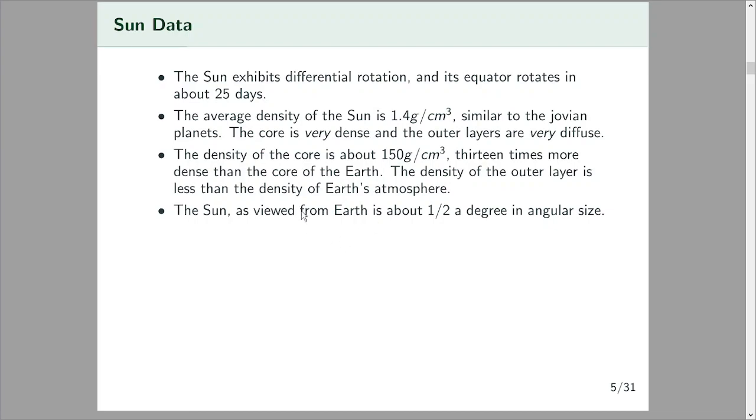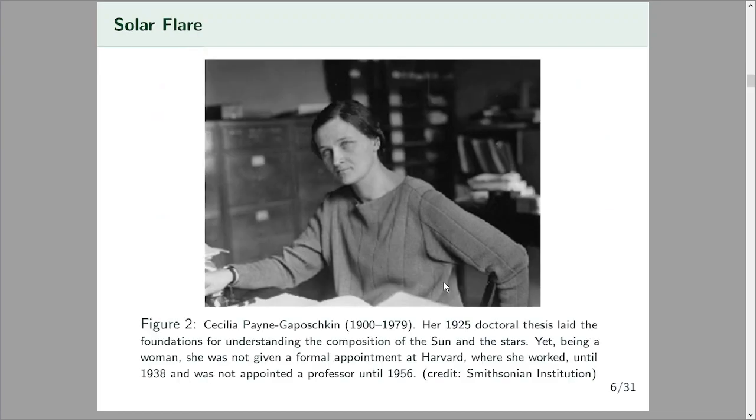This number is maybe only interesting in certain circumstances. The sun is viewed from the Earth as about 1/2 degree in angular size. So if you were to measure the angle that the sun takes up in the sky, it's about 1/2 degree. It's a little smaller than your fingertip at arm's length. Don't test that, but you can test it on the moon, because the moon and the sun have almost exactly the same angular size.